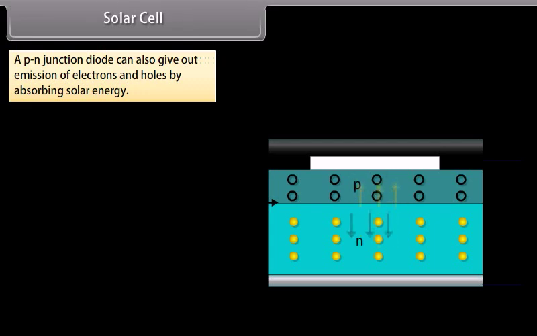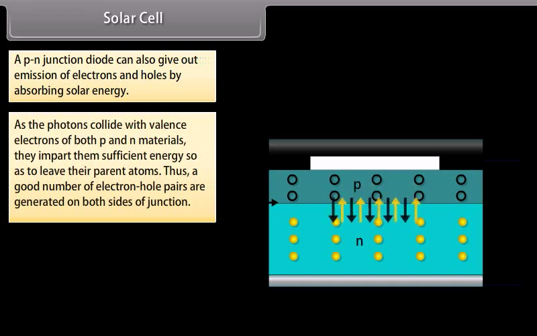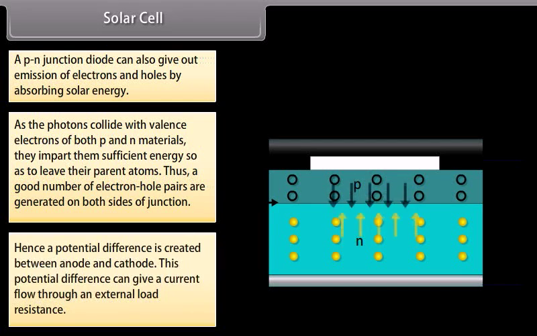The P material at the top is very thin compared to the thickness of the N material. Thus, solar energy photons entering from the top glass window easily penetrate up to both sides of the junction. As the photons collide with valence electrons of both P and N materials, they impart sufficient energy to make them leave their parent atoms. Thus, a good number of electron-hole pairs are generated on both sides of the junction. Hence, a potential difference is created between anode and cathode. This potential difference can give a current flow through an external load resistance.